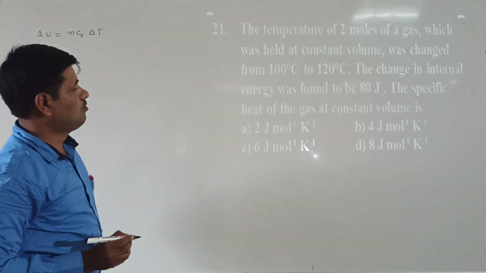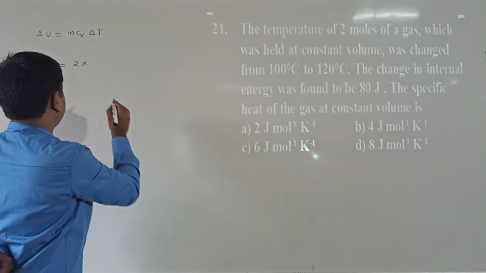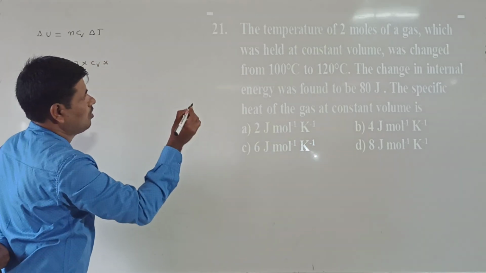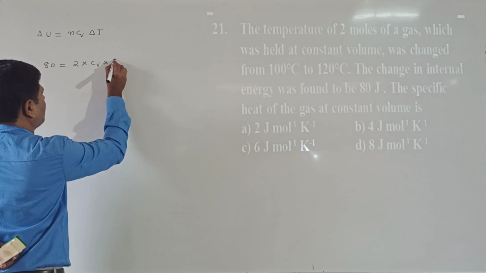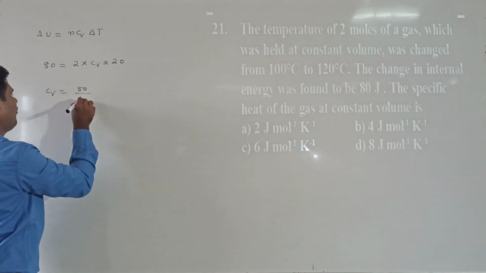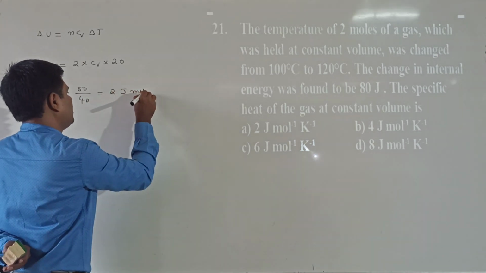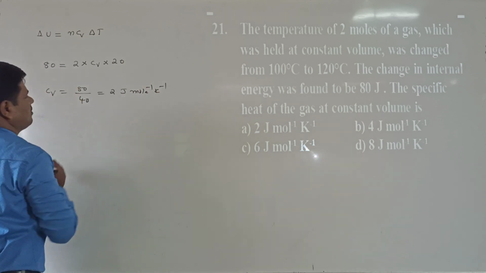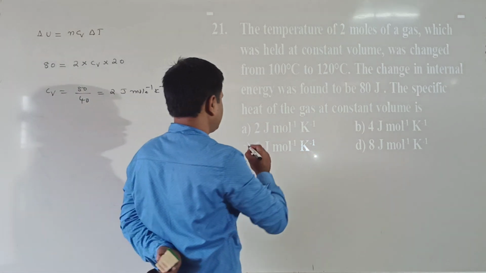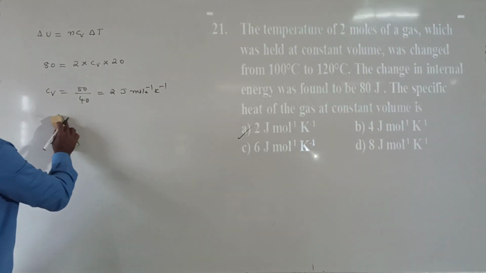Here 2 moles of gas is given, so 2 into Cv. Cv value we have to find here. Temperature difference is equal to how much here? 120 minus 100 is equal to 20. Now Cv is equal to 80 by 40, is equal to how much here? 2 joule mole inverse K inverse. Now 2 joule mole inverse K inverse means which option is correct here? A option is correct.